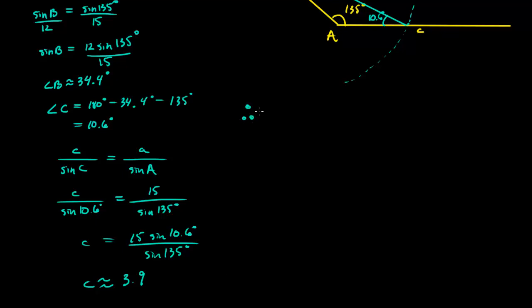At the end of a problem, it's nice if you summarize your work. So we can say, therefore, angle B is approximately 34.4 degrees. Angle C is approximately 10.6 degrees. And side C is approximately 3.9 units.